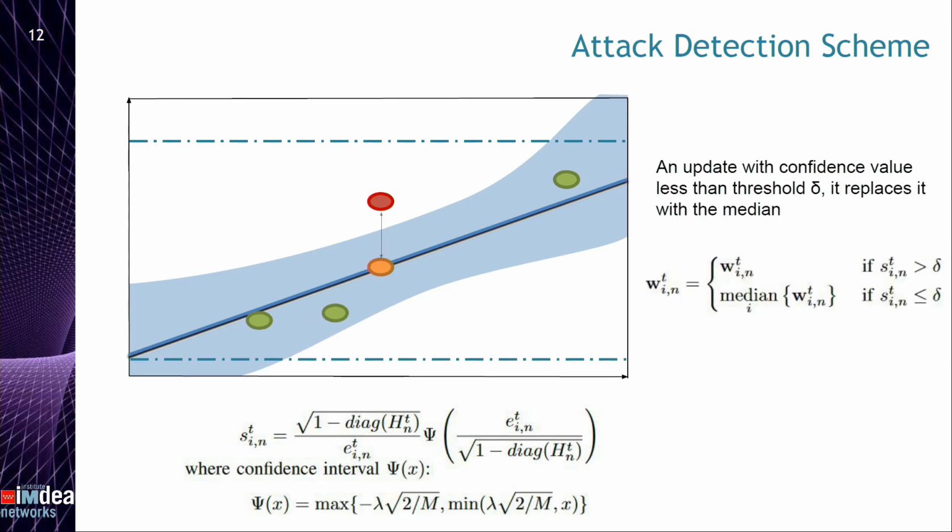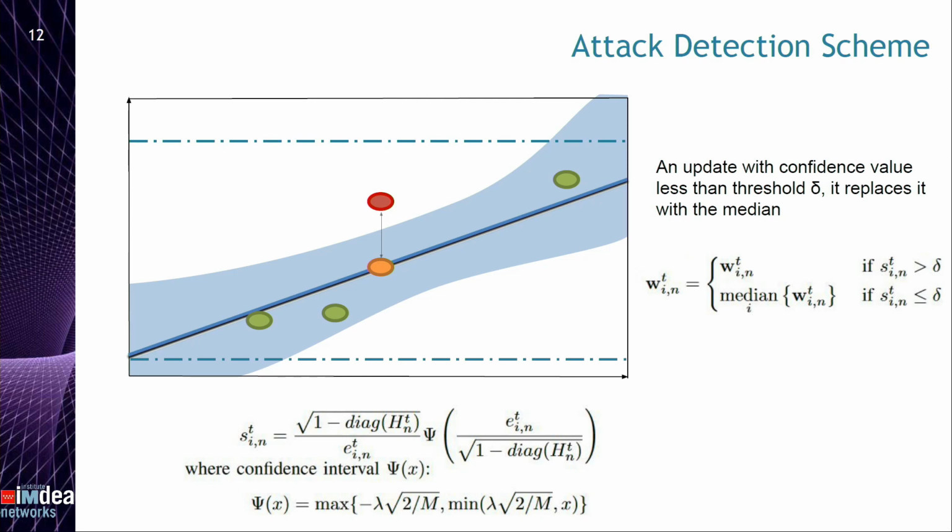Once the server recognizes that an update has a confidence value less than the threshold delta, it replaces it with the median, just like the red dot. So with the above, not only do we bound the range of updates, but we also improve the aggregation by introducing a robust estimator.